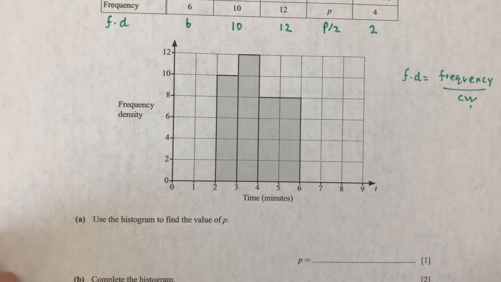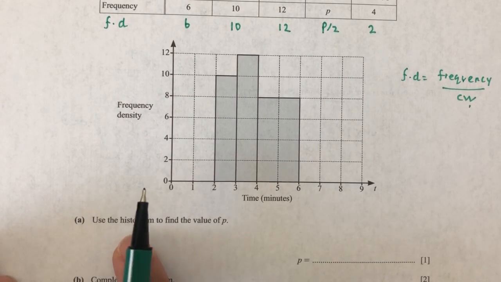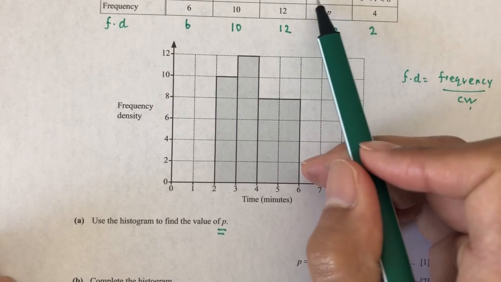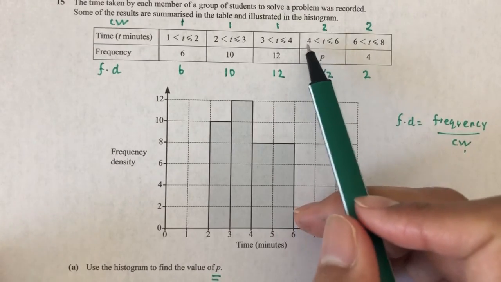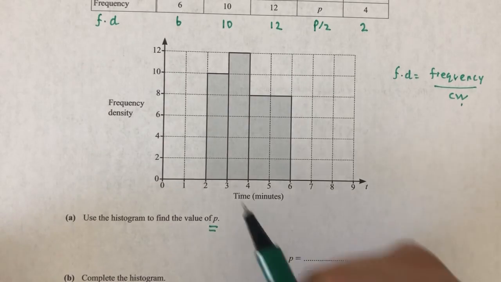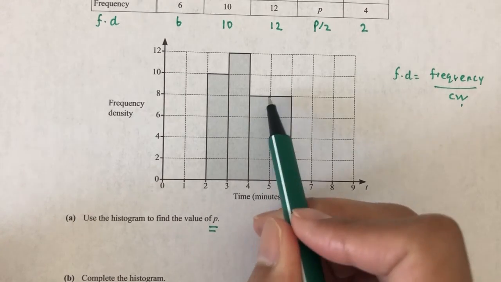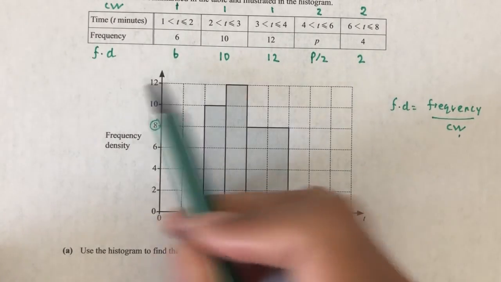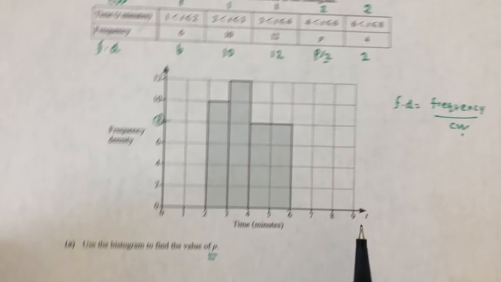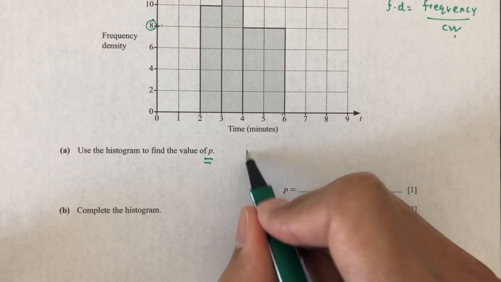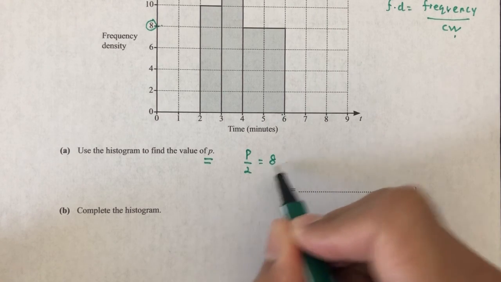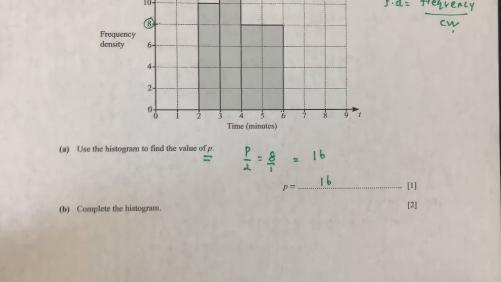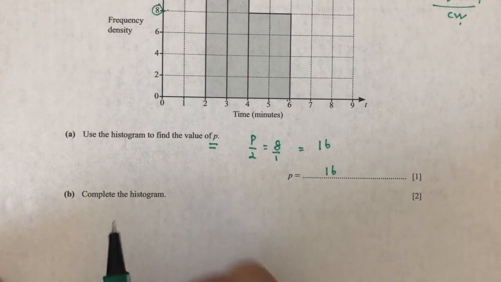So now part A, use the histogram to find the value of p. The value of p is in the class from 4 to 6. So for class 4 to 6, the density was 8, which means we have to equate p over 2 equal to 8. Okay, so p divided by 2 is 8, so the value of p will be 16. Now moving on to part B, complete the histogram.